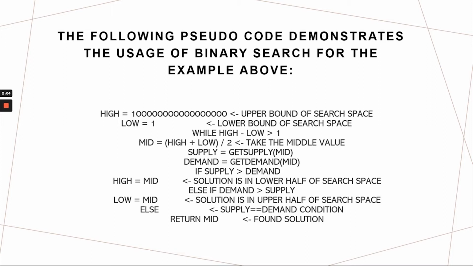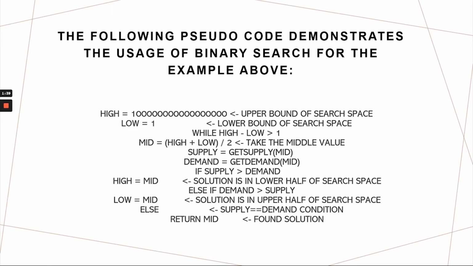However, notice that as K goes up, getSupply(K) increases and getDemand(K) decreases. Thus for any X greater than Y, getSupply(X) minus getDemand(X) is greater than getSupply(Y) minus getDemand(Y). Therefore, this search space is monotonic and we can use binary search.